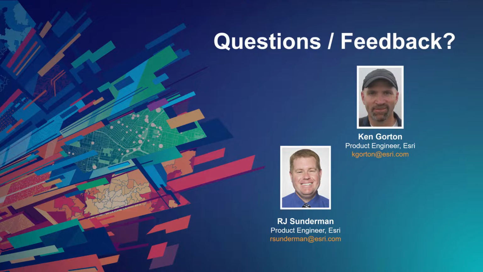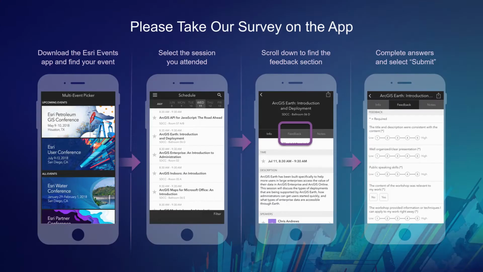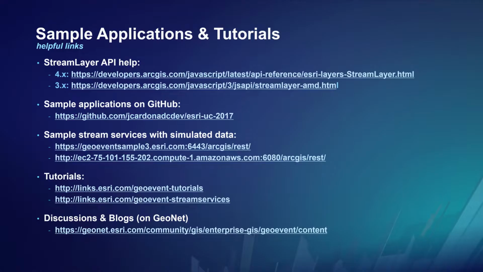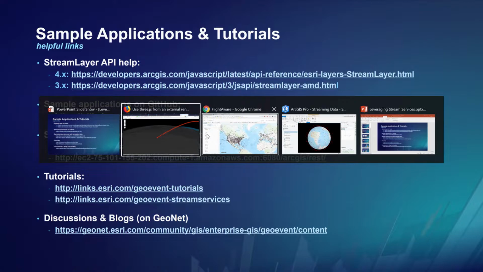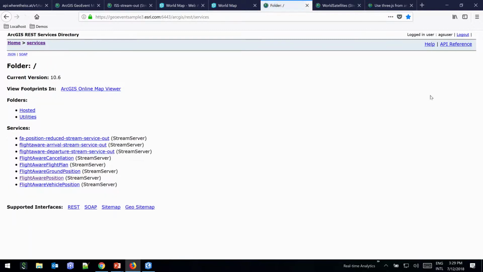It seems like that sample server that you put up requires that you make a password. Here, GeoEvent Sample 3? Some of these services on GeoEvent Sample 3 are secured because we have agreements with, say, FlightAware that we're not going to expose the data that we are consuming as a partner with the general public, but other stream services are available.